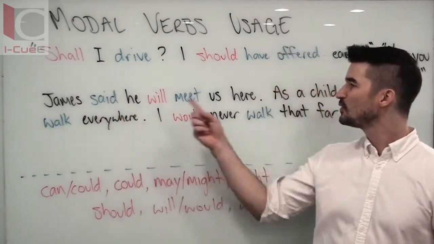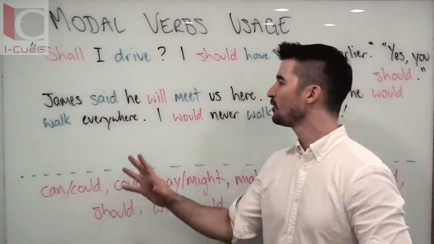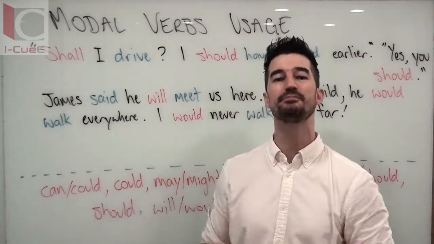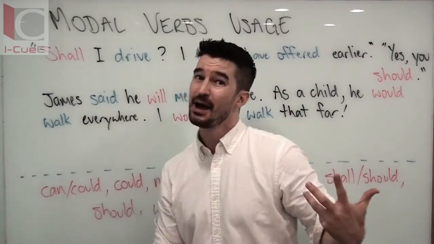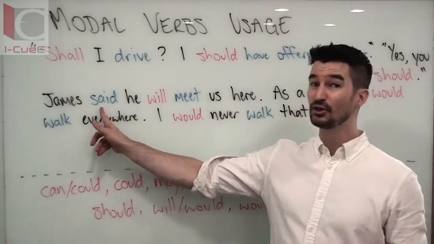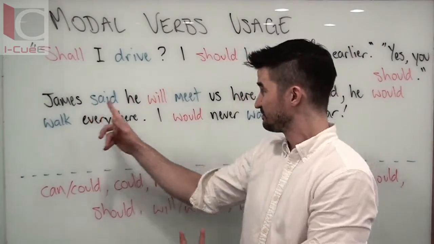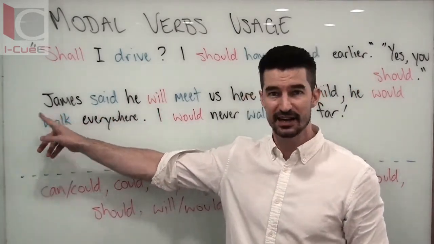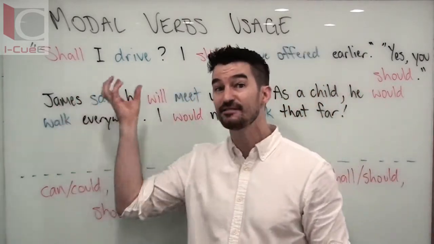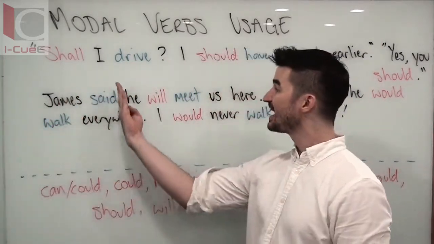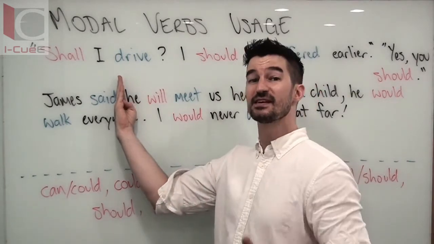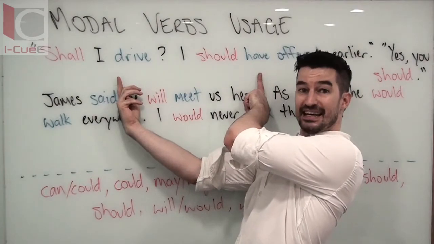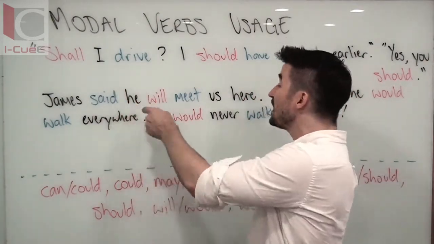James said he will meet us here. Now, the important thing here is that I told you that the modal verb always begins verb constructions, but here we have a blue word, a verb, first, before the red. So what's going on? Well, here, James is the subject, said is the main verb in the sentence, and then we have a little division. We have something new going on. This is what James said. James said he will meet us here.